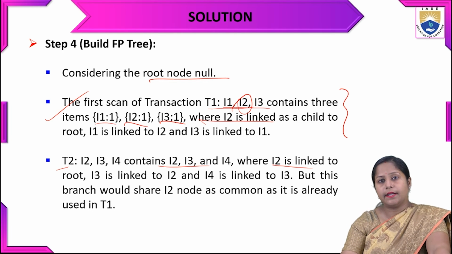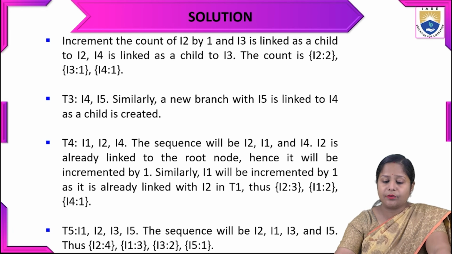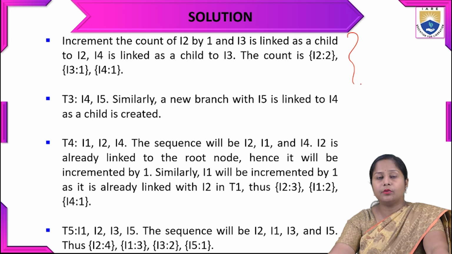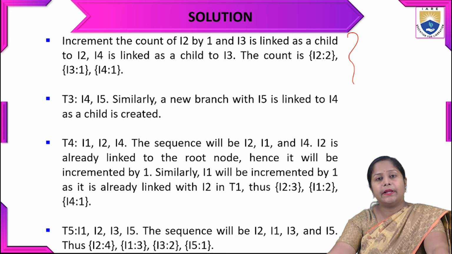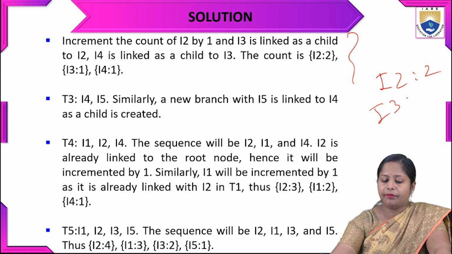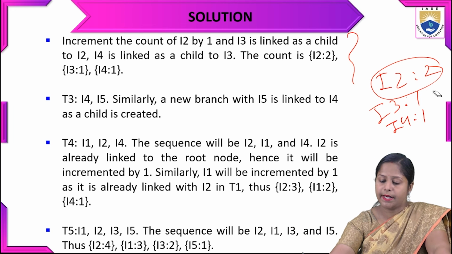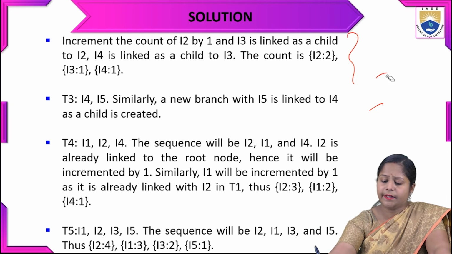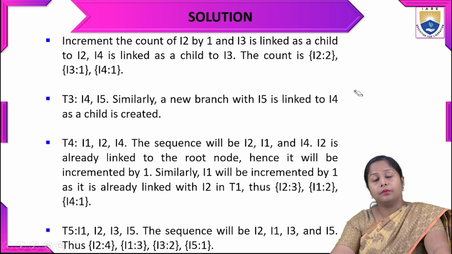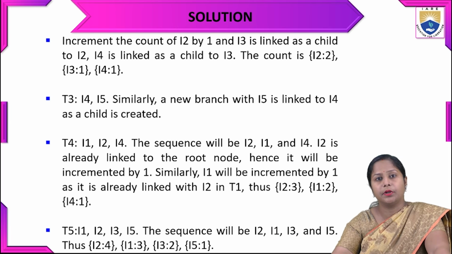So like that, we have done the first transaction and the second transaction. We increment the count of I2, and I1 and I3 are linked to I2 as children, and I4 will be linked as the child of I3. Now the I2 count will be 2, the I3 count will be 1, and the I4 count will be 1, because I2 has already occurred in the first transaction, right? So after the second transaction, we increase the counts in the FP tree like this, for the understanding of how each count is going to be increased.